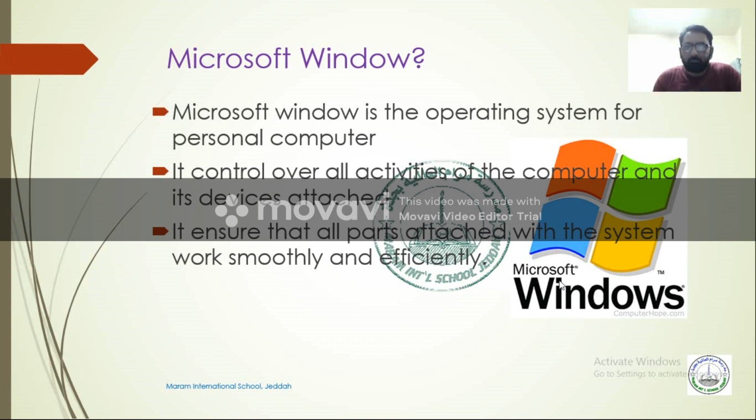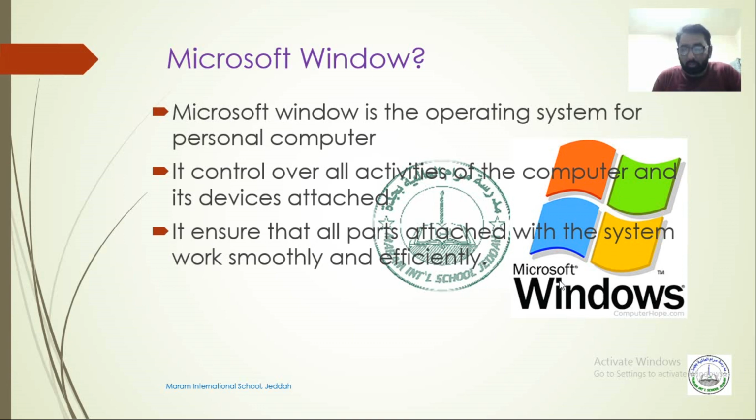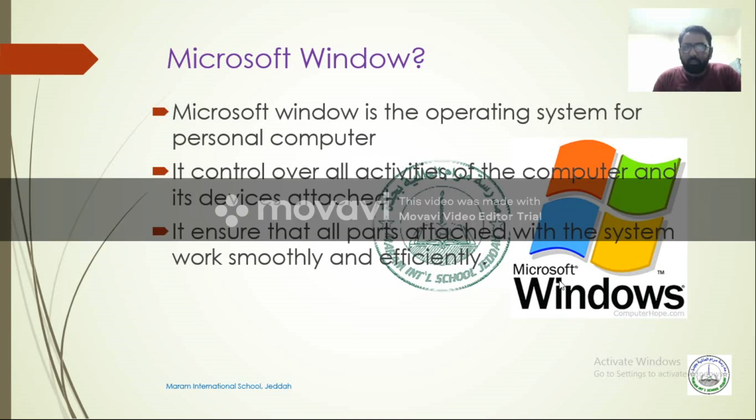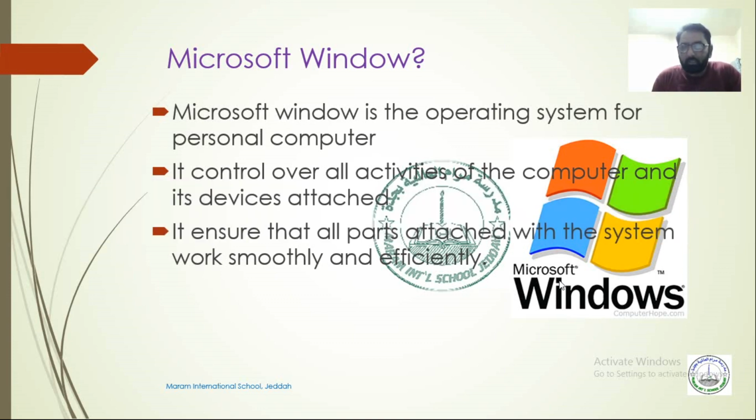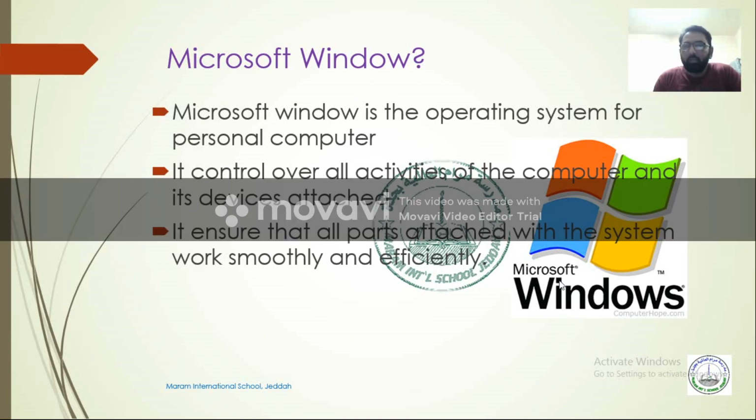Every computer system needs an operating system to work. The operating system is basically the communicator between the hardware and the software. Microsoft Windows is an operating system for personal computers. Apple computers use a different operating system and different hardware, because they are branded systems and need everything from the same company. The operating system controls the overall activity of the computer, checks that all devices are attached properly and that it is working smoothly. This is the function of Microsoft Windows.